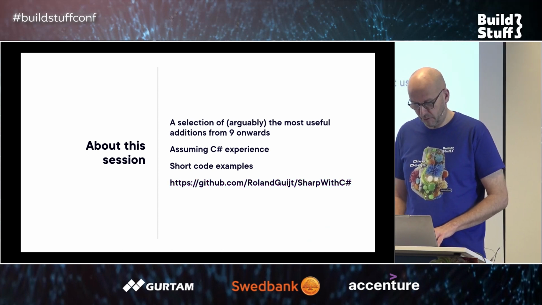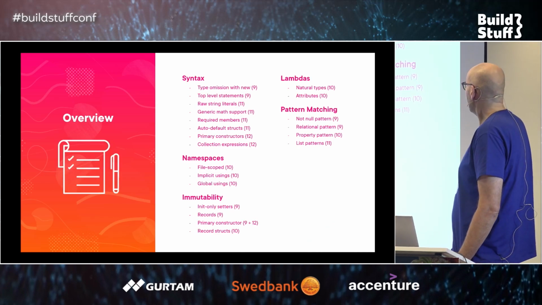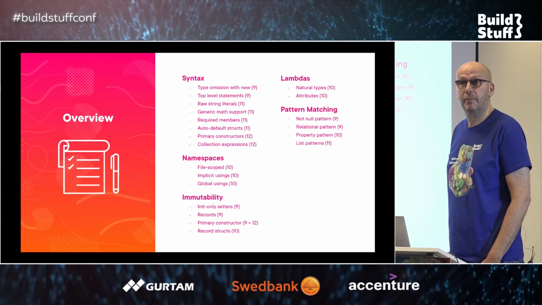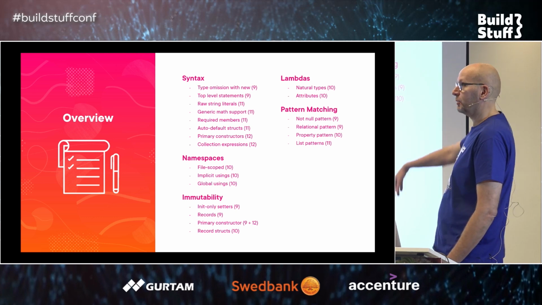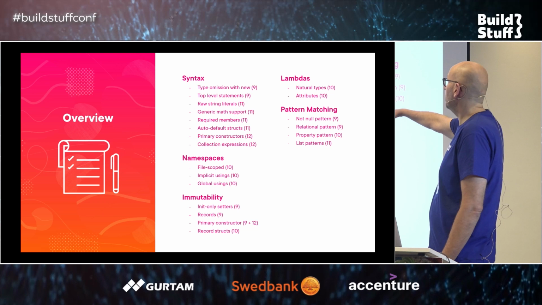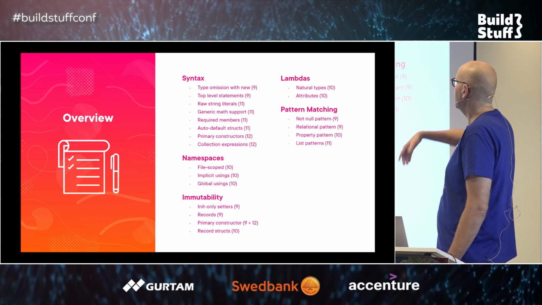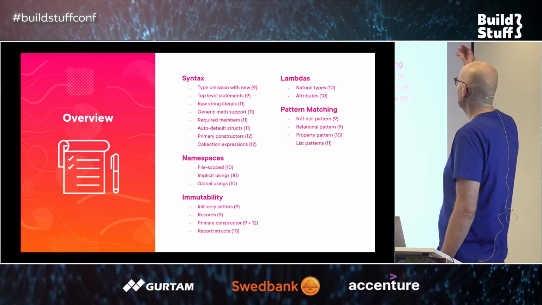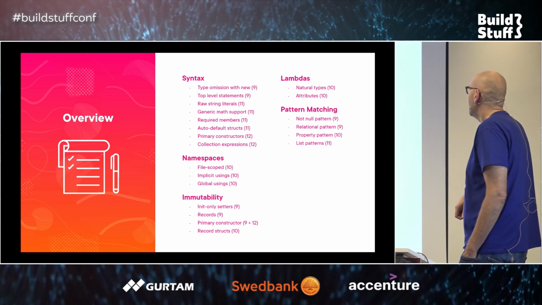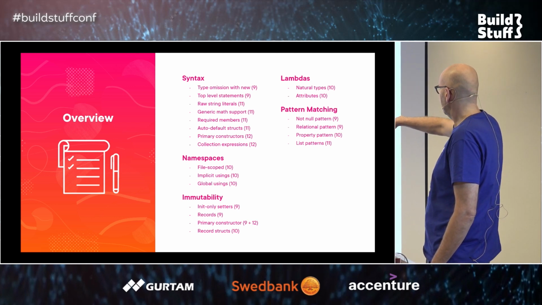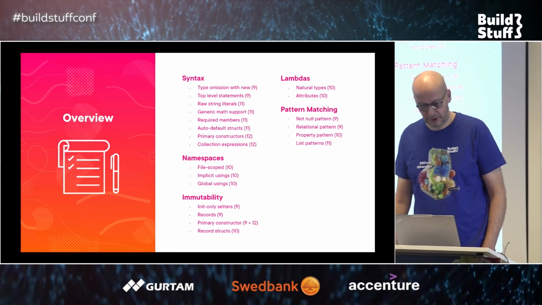Now let's dive in. What are these new features? I've identified these major features in C#. There are four categories and one miscellaneous category. I call that syntax, but that's just stuff that didn't fit into any other category, and I didn't want to create too many categories. So syntax just means miscellaneous topics, basically. Syntax, all kinds of stuff, namespaces, immutability, lambdas, and pattern matching. These are the main topics.